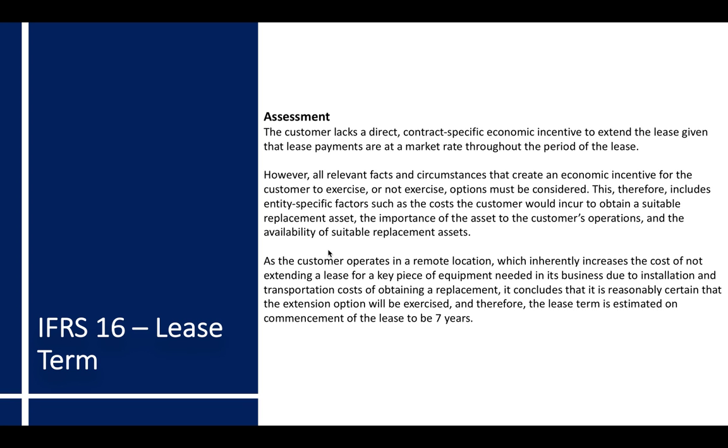The important point for this case study is that all the relevant facts and circumstances have to be considered if the lessee receives an economic incentive by extending the lease. So if there is a significant economic incentive for the lessee in extending an option, then the extended period has to be added to the lease term. So in this case it is 2 years, so the total lease term would be 5 plus 2, 7 years.